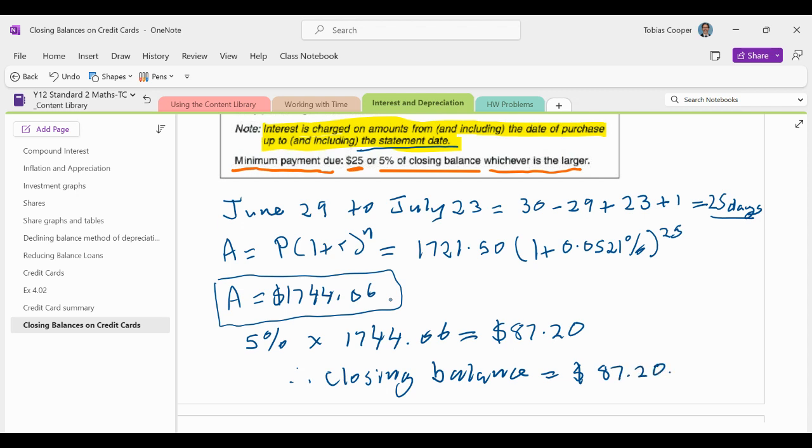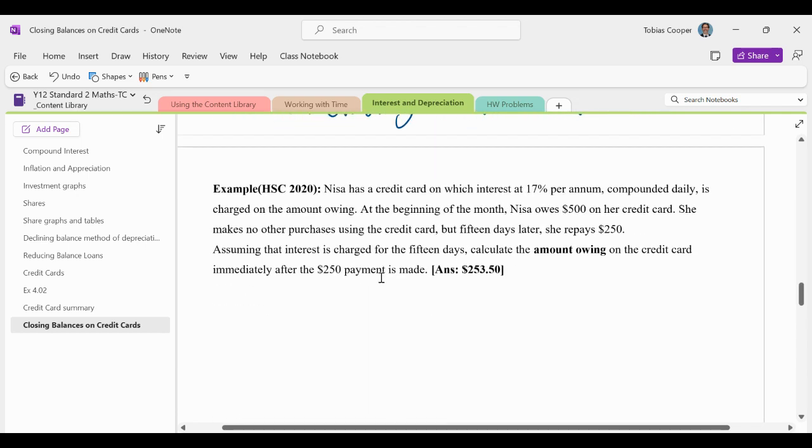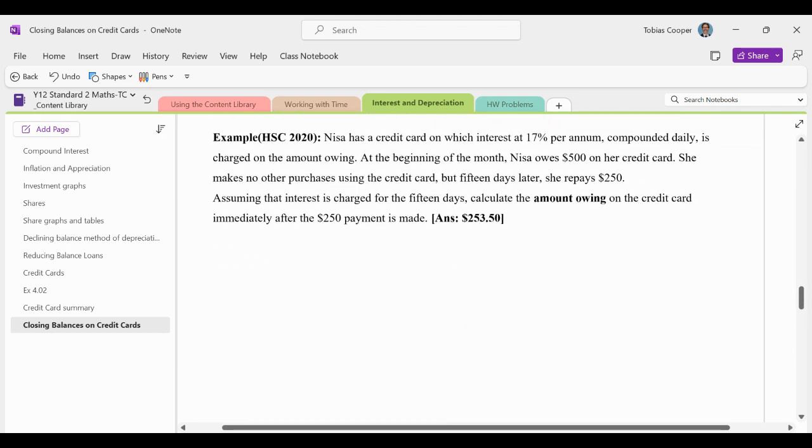Okay, let's look at another question. Okay, now NISA has a credit card on which interest at 17% per annum, compounded daily, is charged on the amount owing. At the beginning of the month, NISA owes $500 on her credit card. She makes no other purchases using the credit card, but 15 days later, she repays $250. Assuming that interest is charged for the 15 days, right, they've already done the calculation for us. Calculate the amount owing on the credit card immediately after the $250 payment is made.